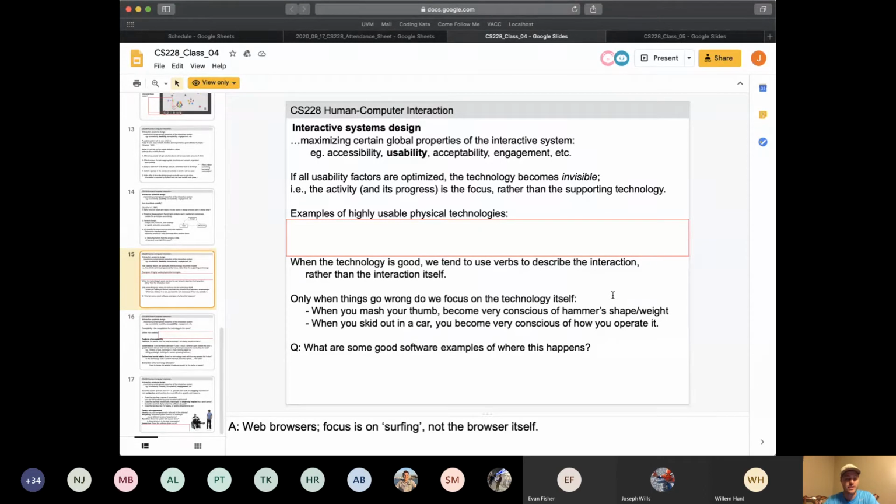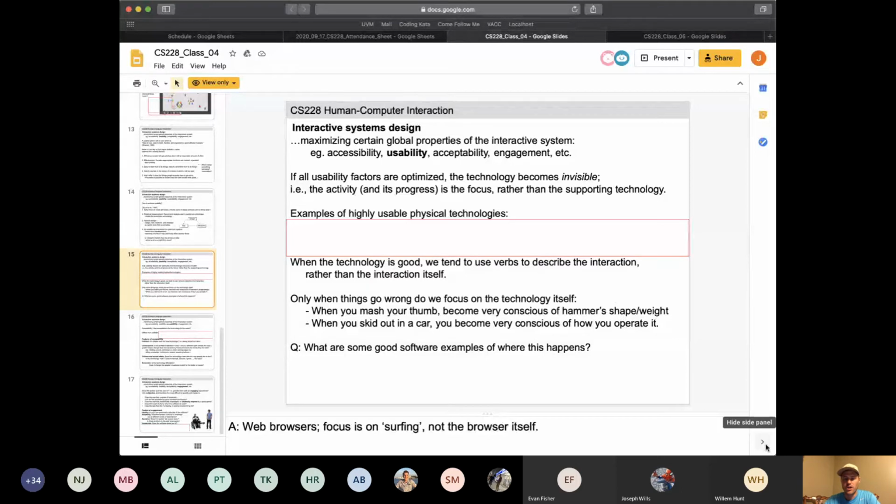Other examples of this is like Google. Google's highly usable, and we say we're Googling, right? We don't say I'm going to type something into the search bar of Google. It becomes a verb. I'm Googling. So that's something you can look to if you know that a technology is really usable. People tend to develop their own language around it that really makes what we're actually operating invisible itself.